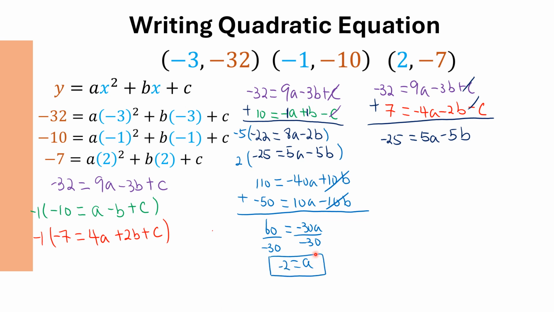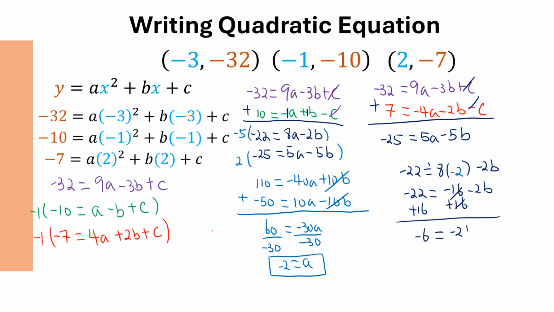Since I know the value of a, I can use either this equation or this equation to find b by plugging in the a value. So the equation I'm using is negative 22 equals 8 times a. My a value is negative 2, and then minus 2b. So now we're going to simplify this. So we have negative 22 equals negative 16 minus 2b. To solve this equation, you're going to add 16 to both sides. So what we have here is negative 6 equals negative 2b, and divide both sides by negative 2. So the value of b is going to be positive 3.